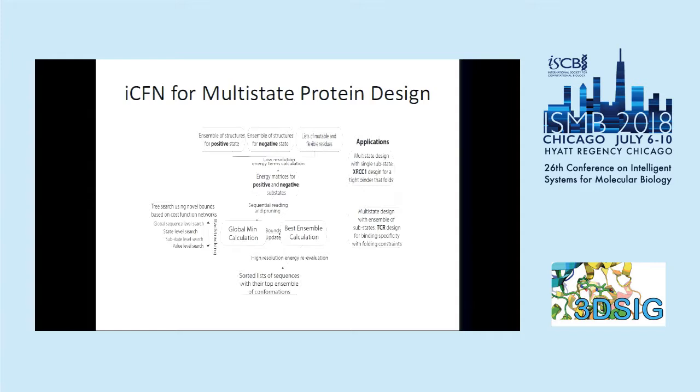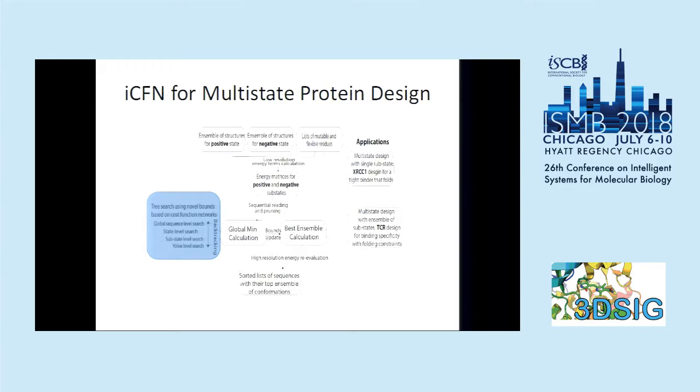So this is our framework called iCFN for multi-state protein design. We start with an ensemble of structures for the positive state and an ensemble of structures for the negative state, and then the mutable positions and the flexible residues around. Then you have some energy models, and then you have matrices. And then you do a sequence-based and rotamer conformer level tree search, which I will talk more about. You start by getting a global optimum, and then you also get the best ensemble. You will get the top best sequences, their top best substates, and their top best conformational ensemble. And then maybe you want a higher resolution potential to rescore the top ensemble, and this can incorporate, for instance, n-body energy models and something else, like our PBSA. I will also talk about a couple of applications.